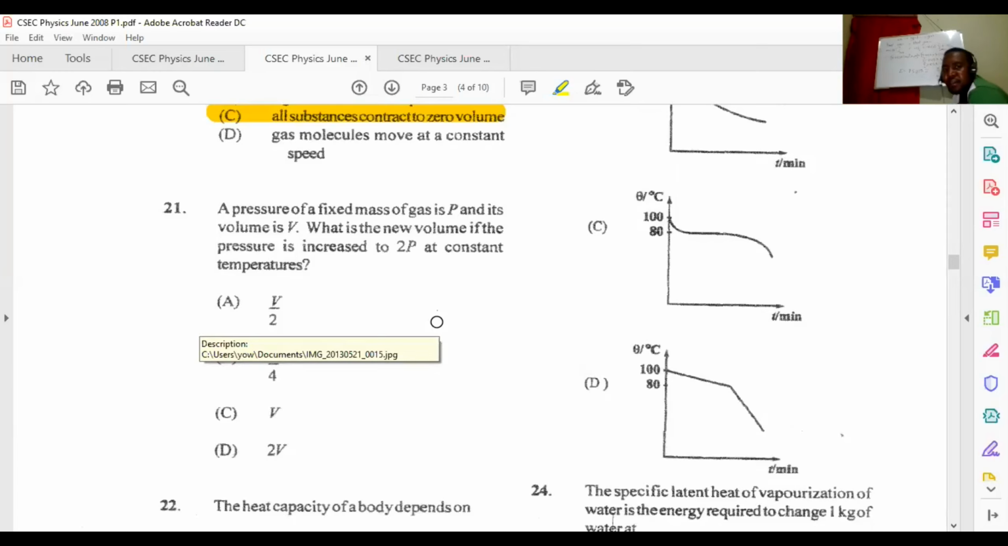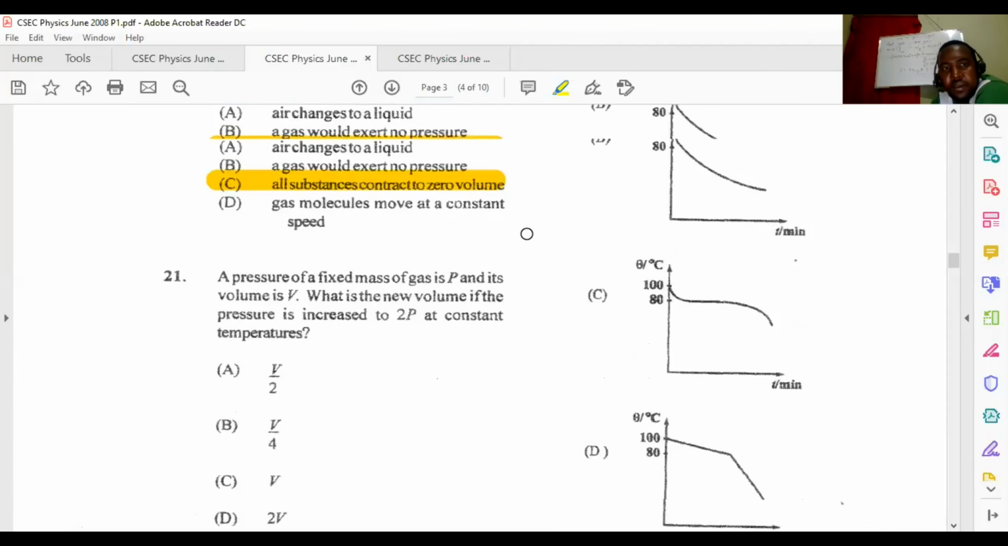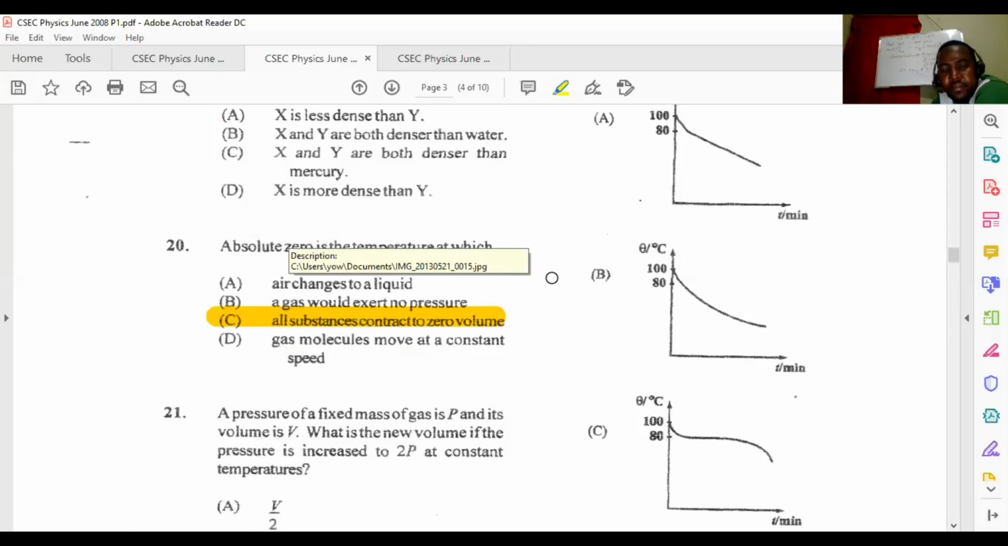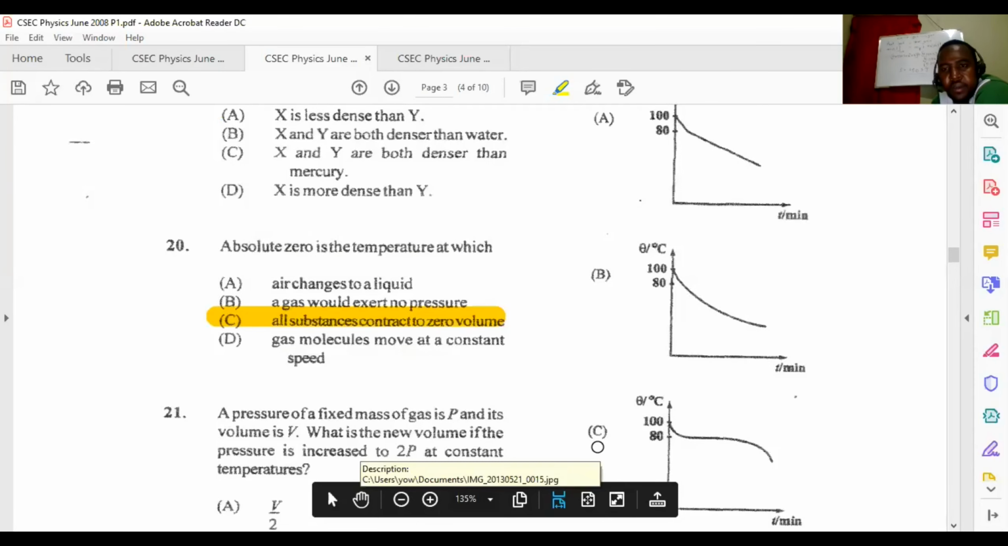Next, the pressure of a fixed mass of gas is P and its volume is V. What is the new volume if the pressure is increased to 2P? Wait, sir, can you scroll up so I could print screen? I want to take a screenshot of that. Okay, all right, you can move on now.